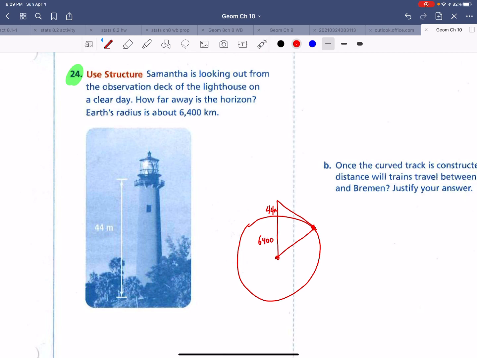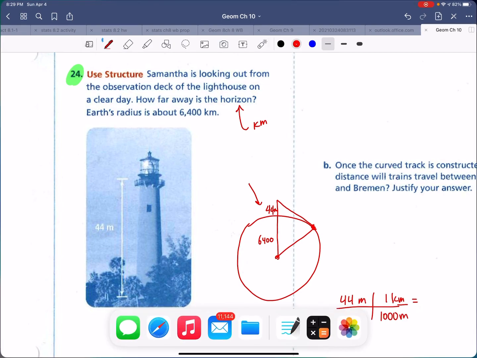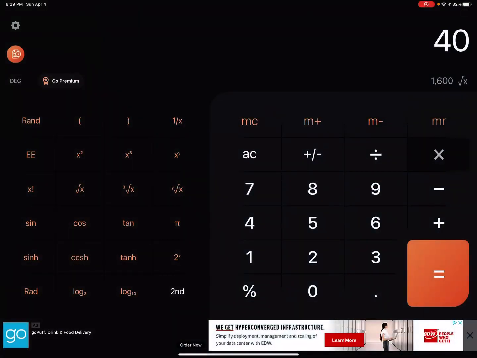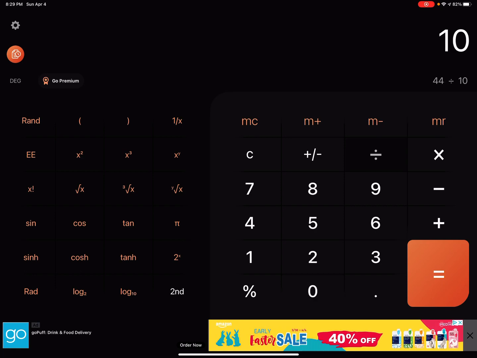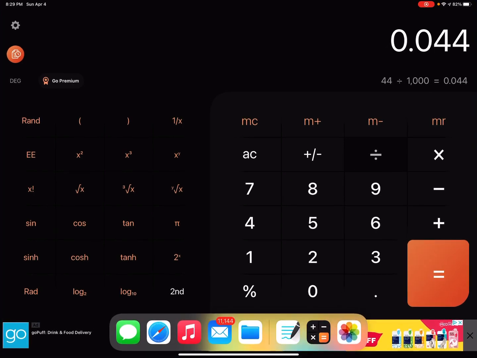Okay, so we can't have two different measurements. But I'm betting that we'd like to say the horizon in kilometers because it's going to be a big number. So let's turn this 44 into a kilometer. So 44 meters is equal to, 1,000 meters is equal to 1 kilometer. So what is 44 divided by 1,000? 44 divided by 1,000 is 0.044.